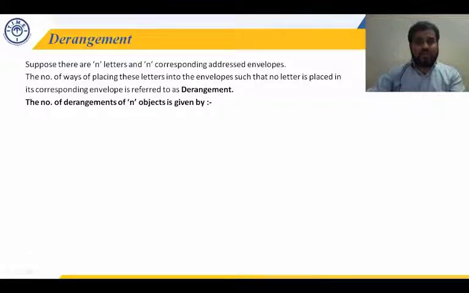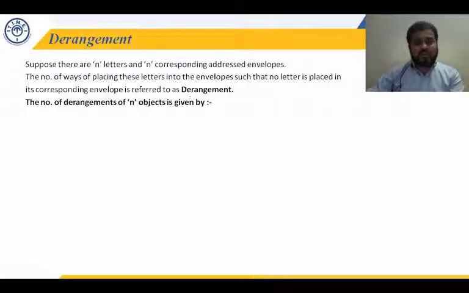The number of ways of doing this is known as derangement. Or you can simply say the number of ways of putting every letter into the wrong envelope. I am stressing the word every. The number of ways of putting each and every letter into a wrong envelope, that is known as derangement.